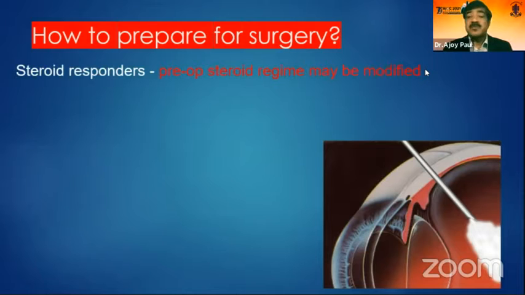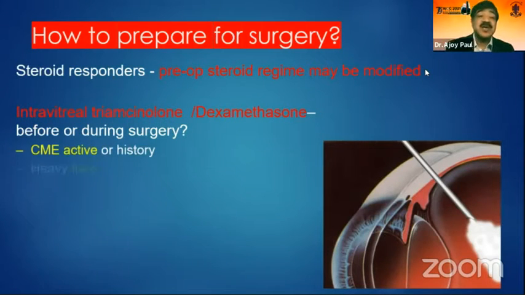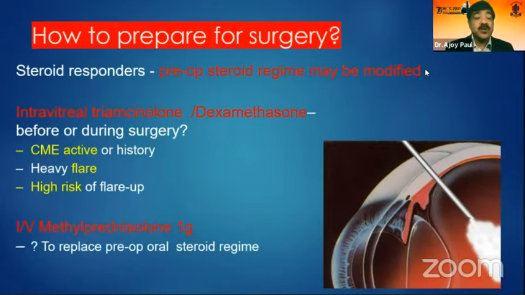How to prepare for surgery? Steroid responders, I mean, you must have given steroid preoperatively to control the inflammation. In this sort of cases the pre-op steroid regimen may be modified: intravitreal triamcinolone, dexamethasone before or during surgery. You take a decision based on whether CME is active or in the history, heavy flare or high risk of flare-up. And IV methylprednisolone 1 gram would depend, to replace the pre-op oral or post-op oral therapy. You can do that steroid regimen.